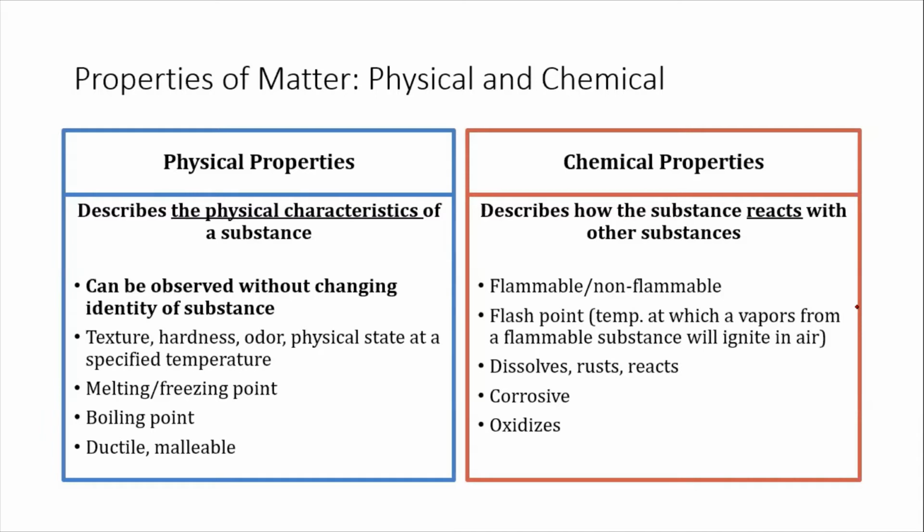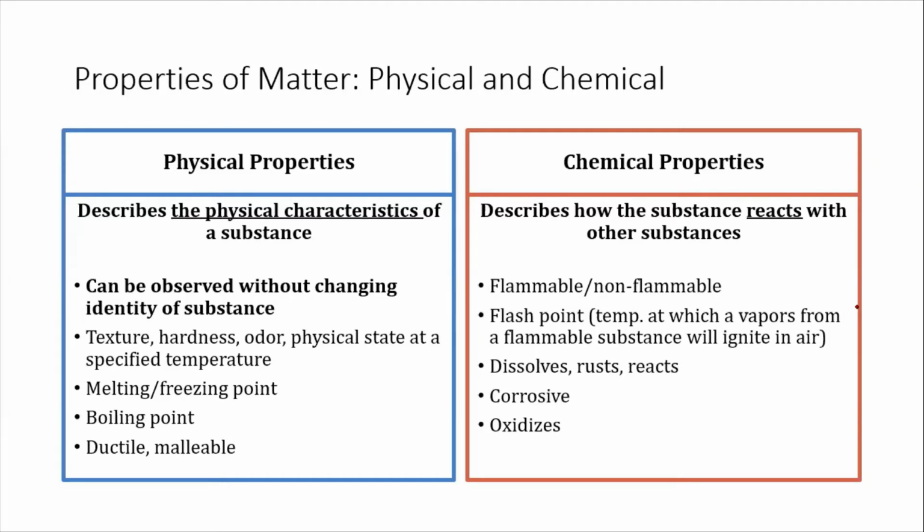So things like texture, hardness, odor, the physical state or phase at a specified temperature, the melting or freezing point, at what temperature does a substance melt or freeze, the boiling point, at what temperature does it convert from a liquid into a gas. Is it ductile, which means can you stretch it, like stretching a metal into thin wires? Is it malleable, like is it bendy? These are all physical properties. And I kind of think of the physical senses or 5 senses. And if a property correlates to one of those 5 senses, then it's most likely a physical property.